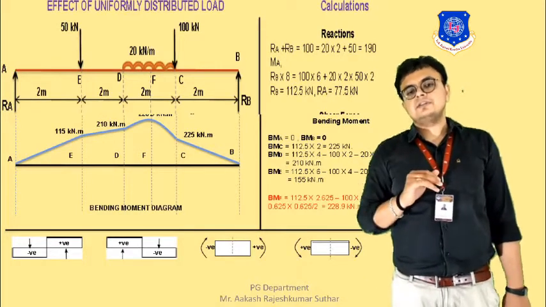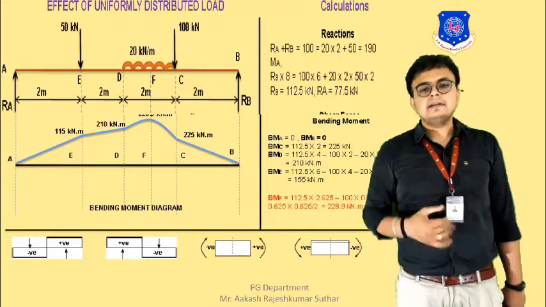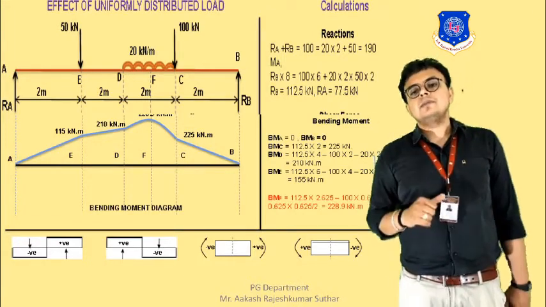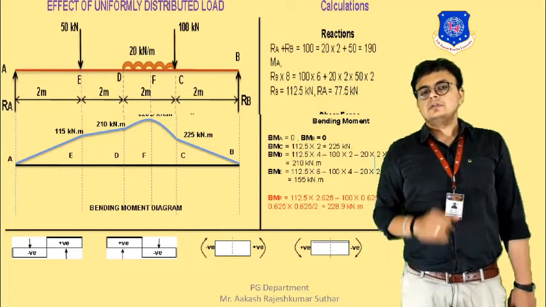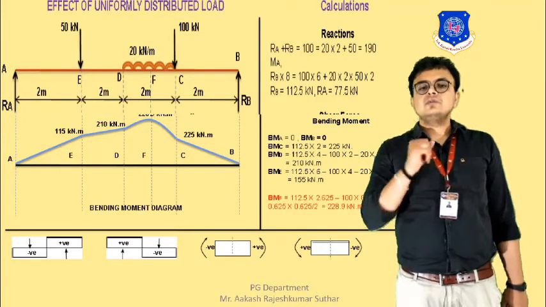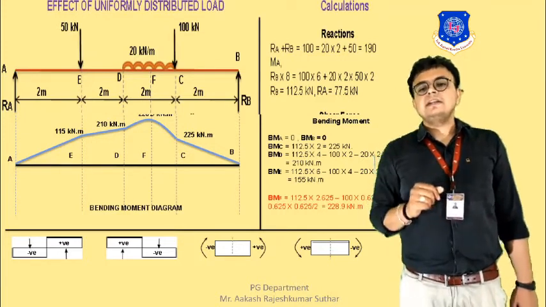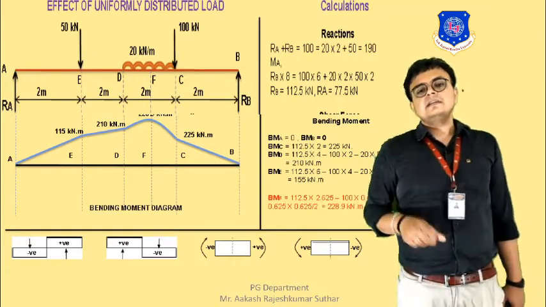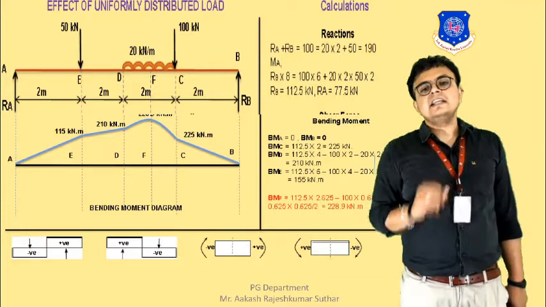Now it's time for the bending moment. The bending moment at the ends will be equal to 0. Bending moment at A will be equal to 0, and the bending moment at B will also be 0. So now what we need is to find the bending moment at E, C, D and F.